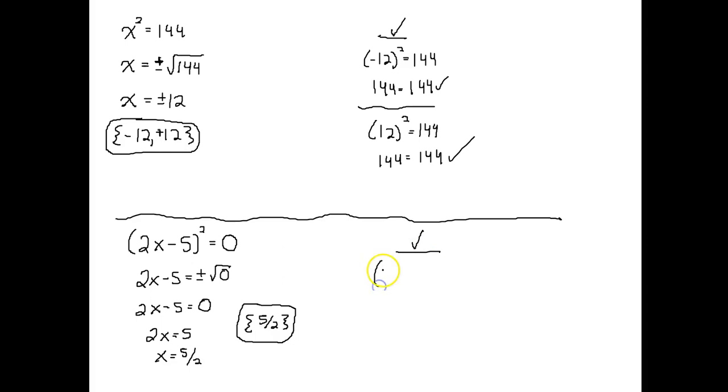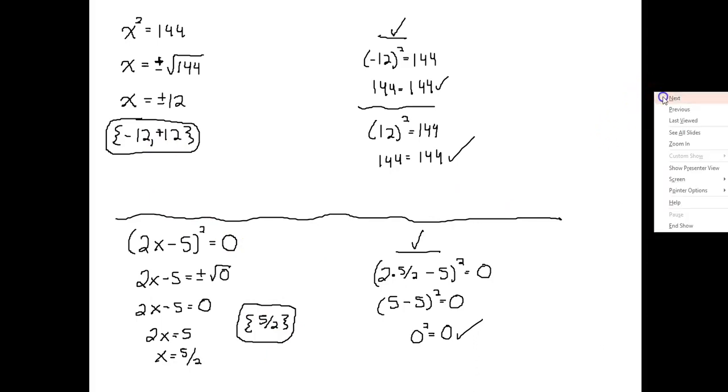You can go back and check by plugging into the original equation. 2 times 5/2 is 5. 5 minus 5 is 0, and 0 squared is indeed 0. So that works out. So k is positive, you end up with 2 reals. K is 0, you end up with 1 real. And then if k is negative, we talked about that briefly in that one slide, then you get that lovely imaginary stuff.